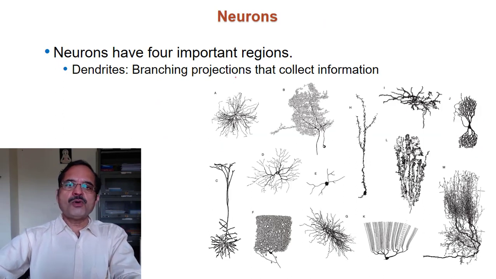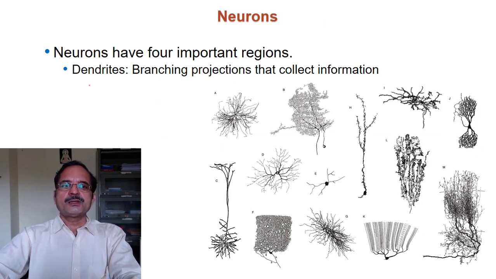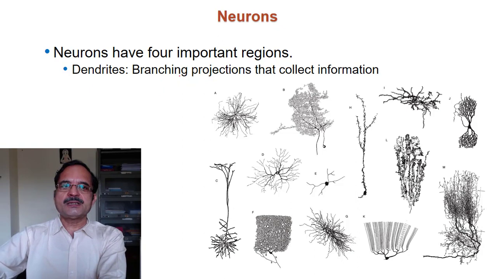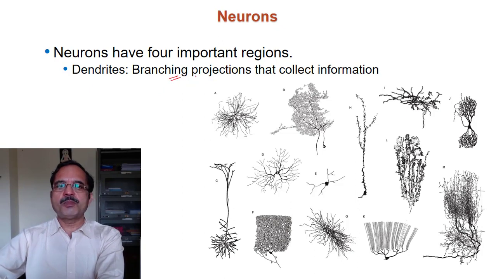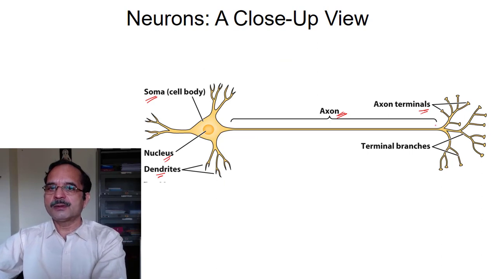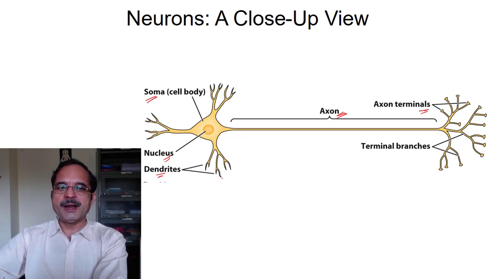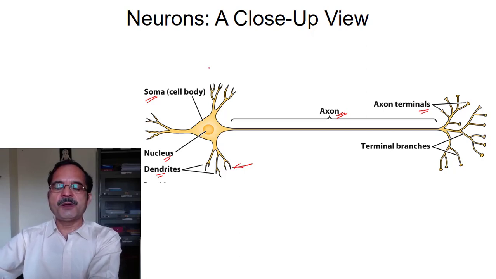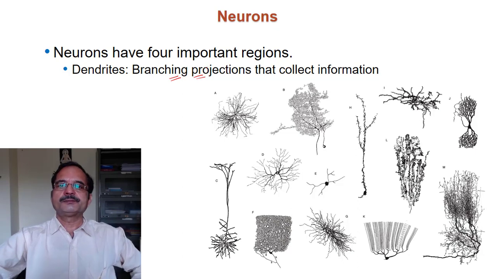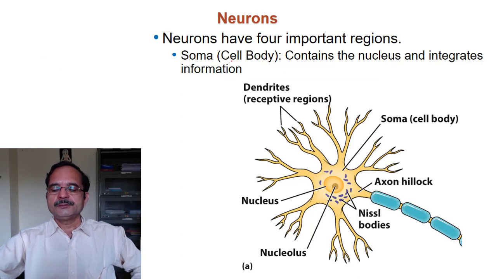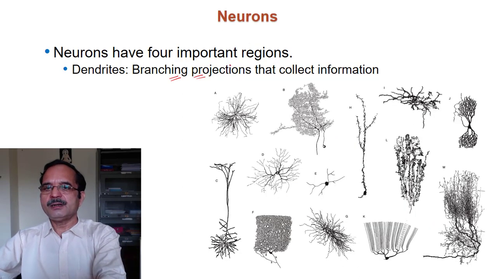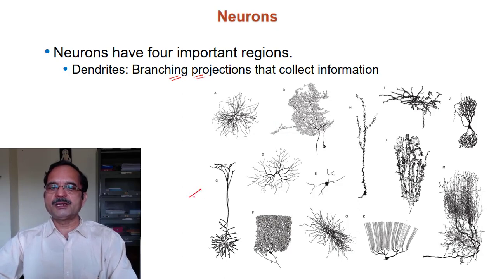The neurons have 4 important regions. These dendrites, as we have discussed earlier, are the branching projections that collect information. These dendrites are the branches of this neuron which collect information. These are various different types of neurons that you see in these diagrams.